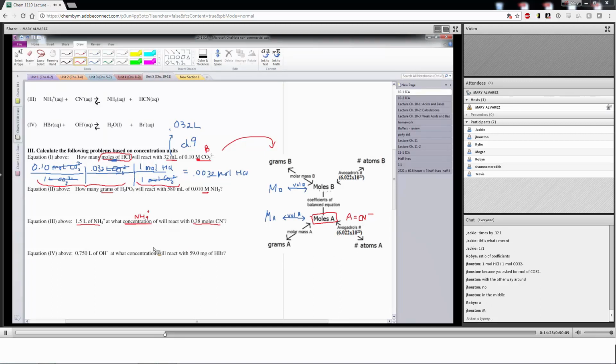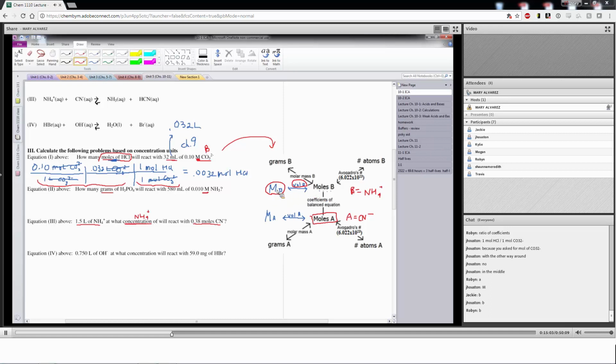Molarity, okay. And is ammonium going to be A or B? It's going to be B, because I already defined A as being cyanide, and ammonium is definitely different than cyanide. So B is my ammonium. They want concentration, which is molarity. So they want us to get here. And they did give us this piece of information as well. They gave us moles of A, they gave us volume of B, and they want us to go from moles of A to molarity of B.